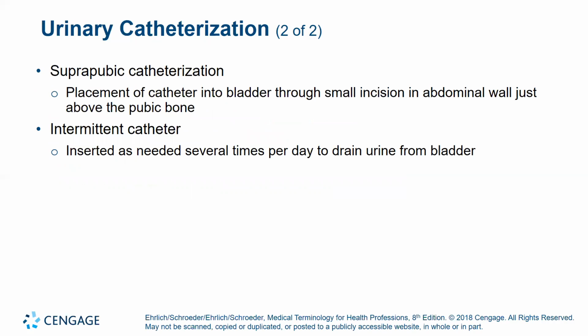We have the suprapubic catheterization, placement of the catheter into the bladder through small incision in the abdominal wall just above the pubic bone. And then we have the intermittent catheter. This is where it's inserted as needed several times per day to drain urine from the bladder.